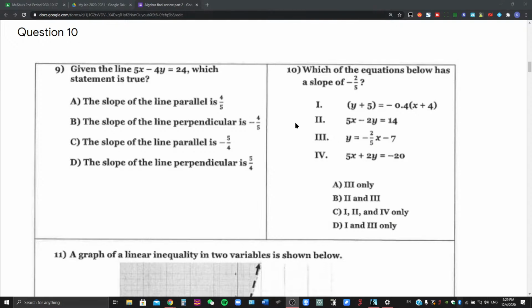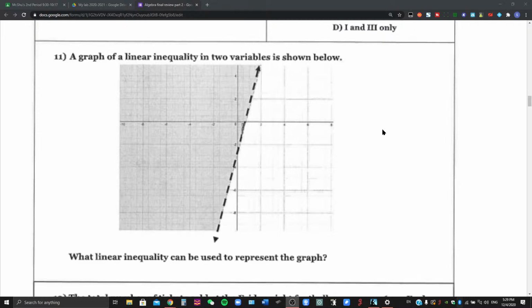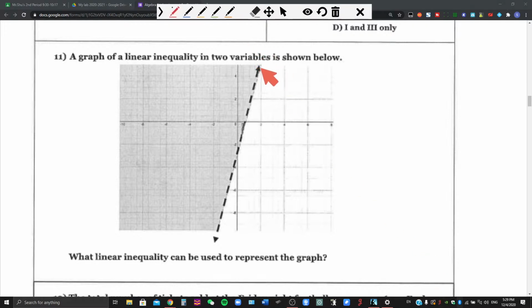Right. Let's go to question 11. A graph of the linear inequality in two variables is shown below. What linear inequality can be used to represent this graph? Now, if we want to decide the inequality, you first decide about the edge. To do the edge, we just do what we do with a straight line. Based on 2 points, you can write the straight line.